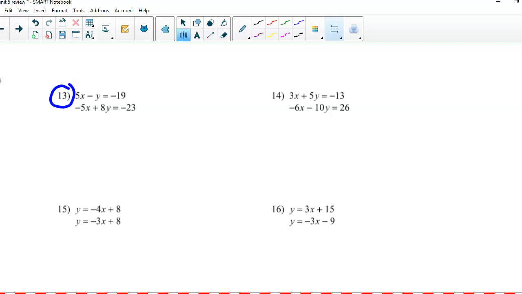So we need to get a variable by itself. Here, I see that this one is almost by itself, so I'm going to solve for that y. But it doesn't matter. You can solve for any variable. So how would I get this y by itself? Subtract 5x on both sides. Is y by itself? No. Not yet. So we need to divide or multiply by this -1 so that it is by itself, not in front of the y.